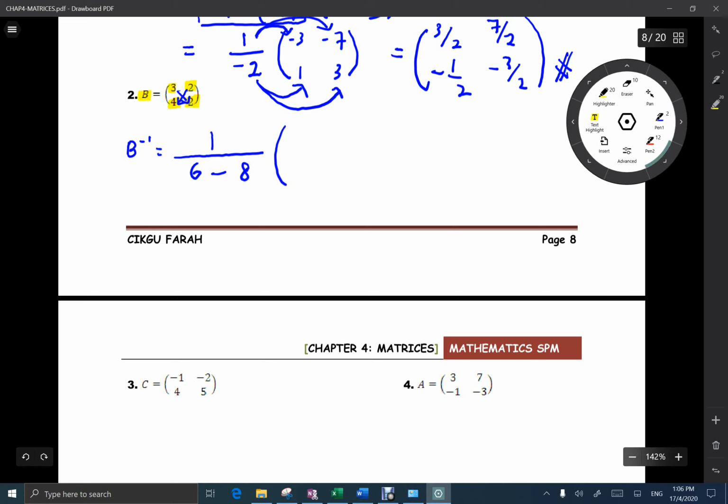Okay. Now, 3, 2 here. Dia akan change position. It will be 2, 3. Okay, 4, 2 here. You need to change the sign. Okay, so from positive 4, it will become negative 4. From positive 2, it will become negative 2. Okay, and then we solve it. 1 over 6 minus 8 is negative 2. So, 2, negative 2, negative 4, and 3.